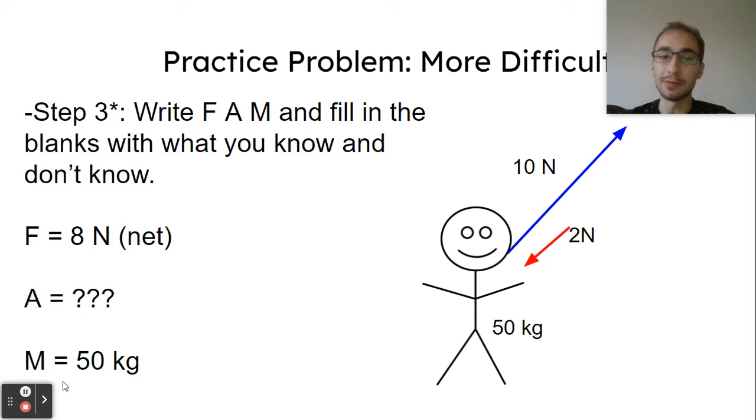Hopefully you noticed we don't know acceleration. That's what I asked you to solve. The overall net force is 10 minus 2. 10 going up, 2 going back, so overall it's 8. And you weigh 50, so that goes in mass.